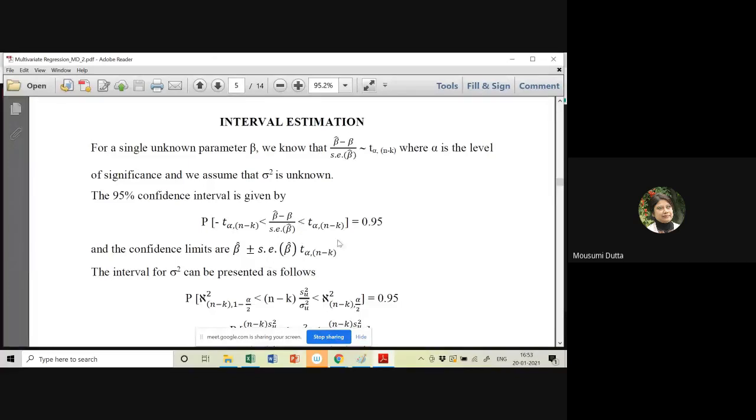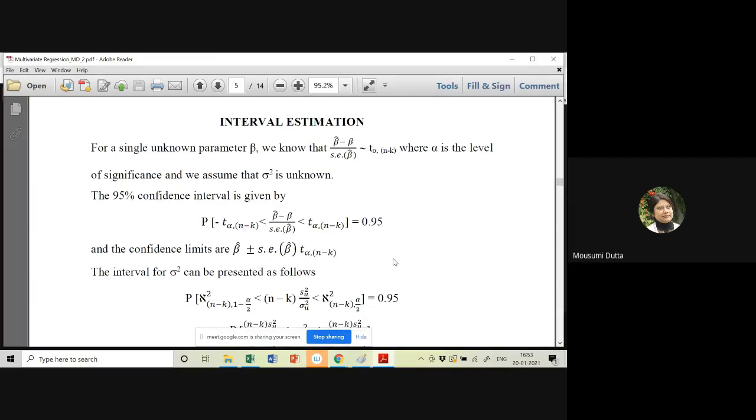The only thing you have to remember is that if you have knowledge about sigma square, you have to write the interval in terms of tau. The rest of the things will be identical. However, under most of the circumstances, you will have no knowledge about sigma square. So the standard practice of writing the interval for beta hat is given by this.